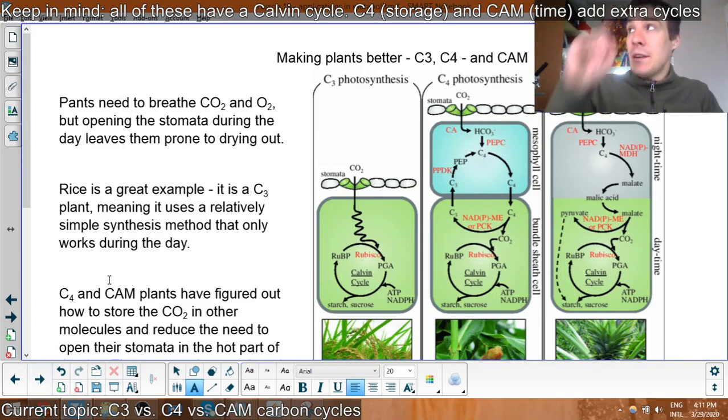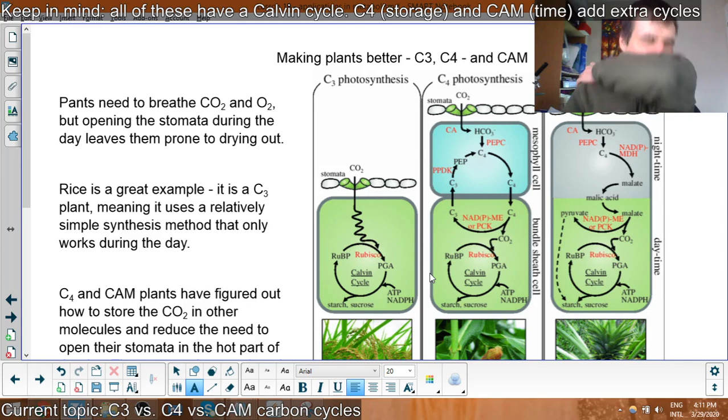The thing to keep in mind here is that all of these have a Calvin cycle. So here's the Calvin cycle in the bundle sheath cell, which all plants have. The difference is some extra cycles that certain types of plants can add in to separate the CO2 piece from the Calvin cycle piece, because if it's just a Calvin cycle, CO2 has to come straight in from the stomata and go right into the cell. And that means you can only do the synthesis part if the CO2 is actively coming in.